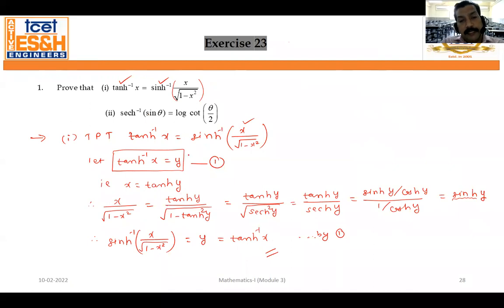Yes sir. अभी देखते हैं कि क्या ये लॉजिक सेकंड क्वेश्चन के लिए वर्क होगा? What is the second question? Sec hyperbolic inverse of sin theta is log of cot of theta by 2. Sec hyperbolic inverse of sin theta, we have to prove it as log of cot of theta by 2.